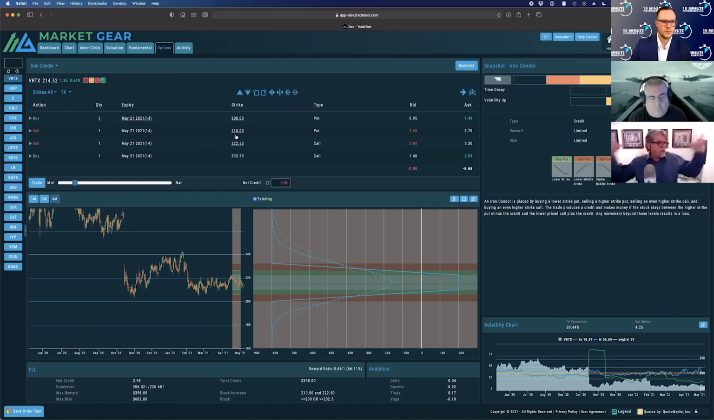You can stretch that as much as you can and make it work. But then the buy sell spread on one side needs to be equal to the buy sell spread on the other side. So in other words, on my puts, I've got between 200 and 210, a $10 spread. On the calls, 220.50 to 230.50, again, a $10 spread. So those need to be the same.